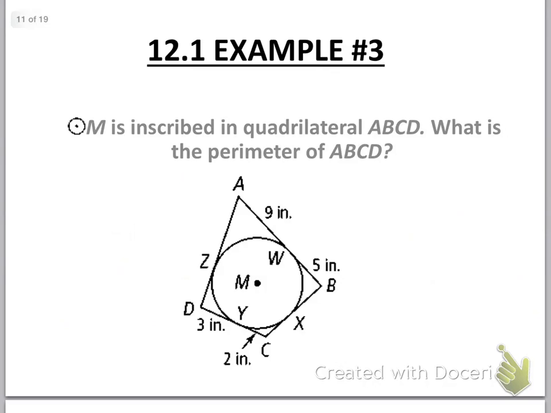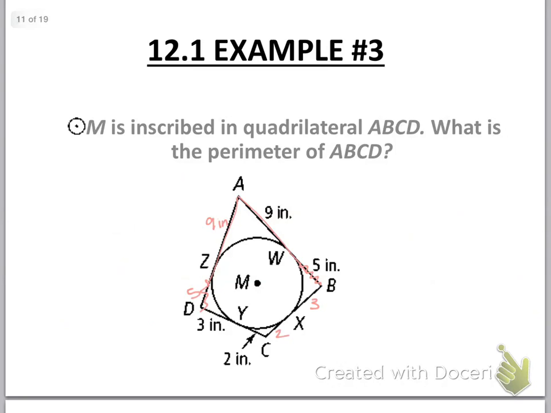Okay, M is inscribed. Inscribed means it's inside, it's written on the inside of the quadrilateral A, B, C, D. So that quadrilateral on the outside. What is the perimeter? Perimeter means we add up all the sides. I said my tangents are going to be congruent. So here's a tangent and here's a tangent. So that means this is also going to be 9 inches. This is a tangent. This is a tangent. So this one's going to be 5. This one's going to match with the 3, and this one's going to match with the 2.